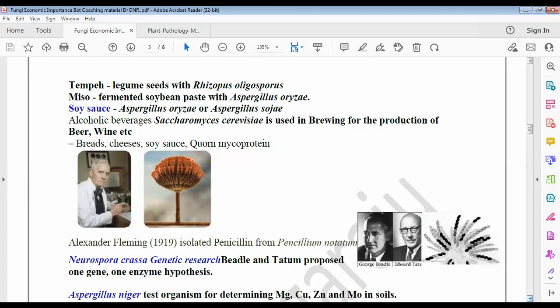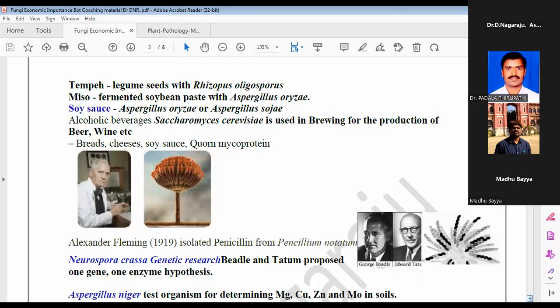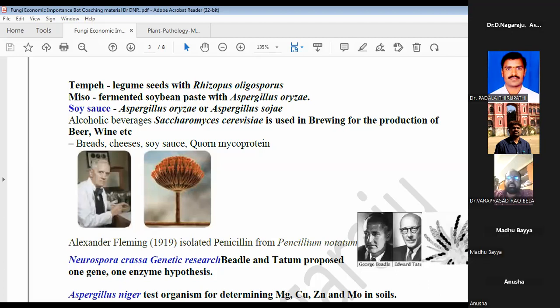Wine is the fermentation product of paddy, barley, grapes, apple? Grapes. That you should remember. Wine is the fermentation product of grapes. You know the French famine?